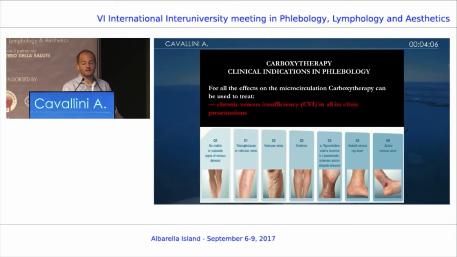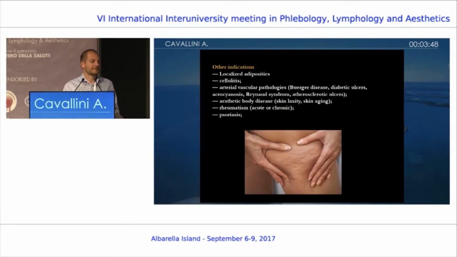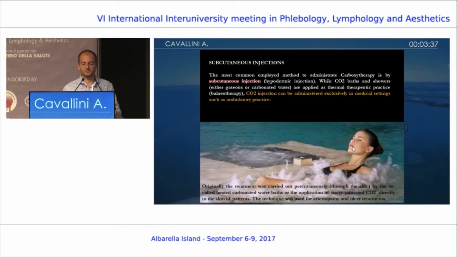So we can use this treatment in all of the 7 stages of venous pathologies, so ranging from patients without any visible signs of the pathologies up to the patients with ulcers. But carboxytherapy has also a very strong effect in terms of microlymphatic collectors, as we're going to see in another study. And it can also be used for microcirculation problems of the lower limbs, such as panniculopathies, for instance, where the microcirculation is a part of the problem.